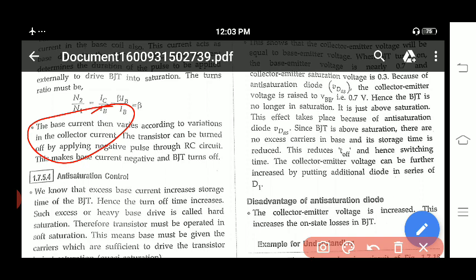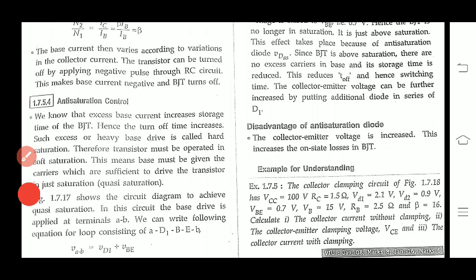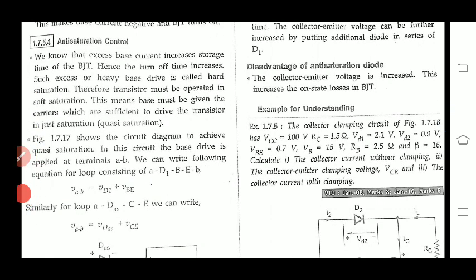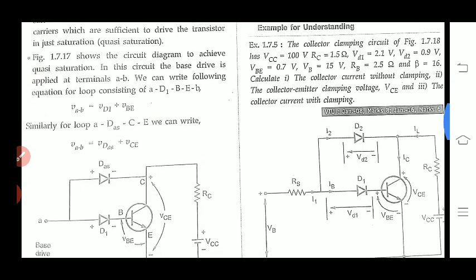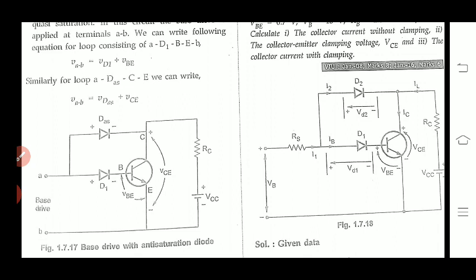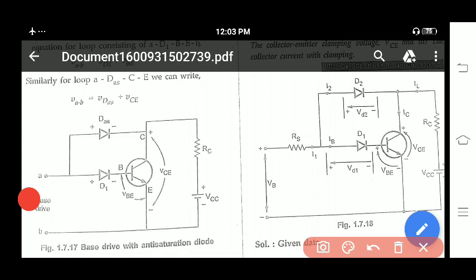This is the proportional base drive control. Next we will see anti-saturation control. Here in this anti-saturation control, we have connected an anti-saturation diode, D_AS. What is this? Anti-saturation diode, that is connected in between the collector and base terminal.